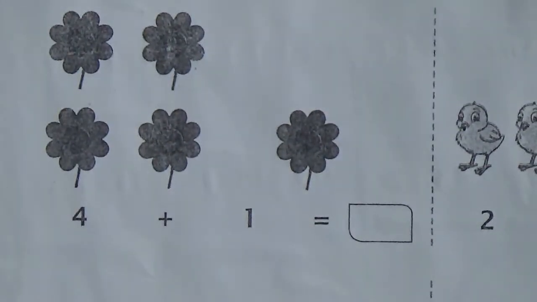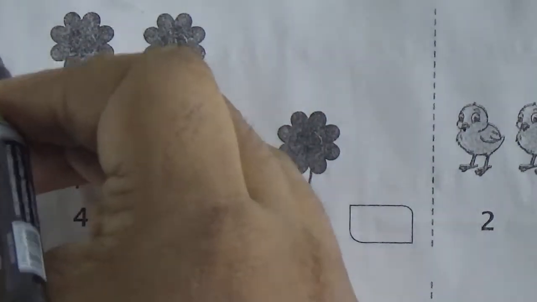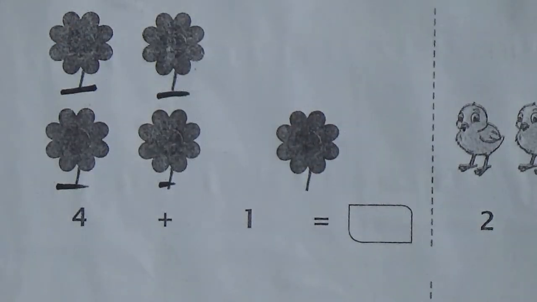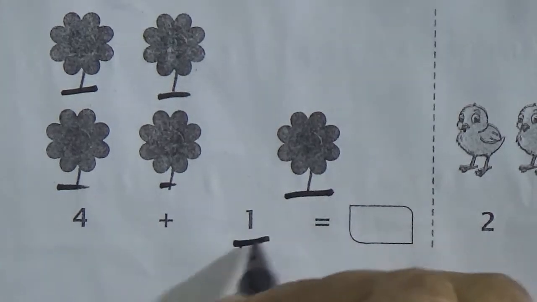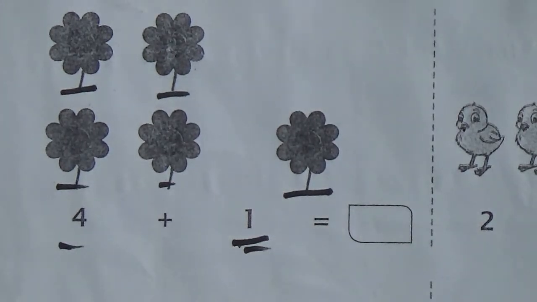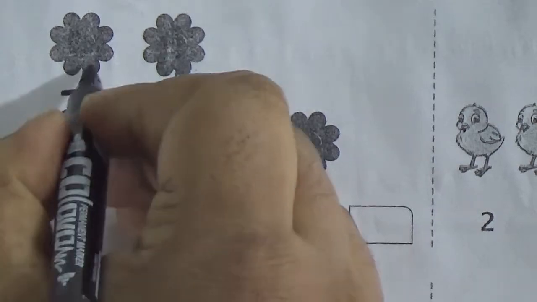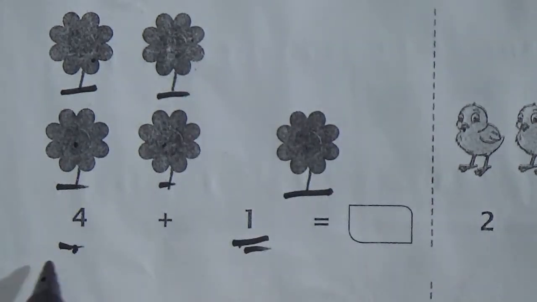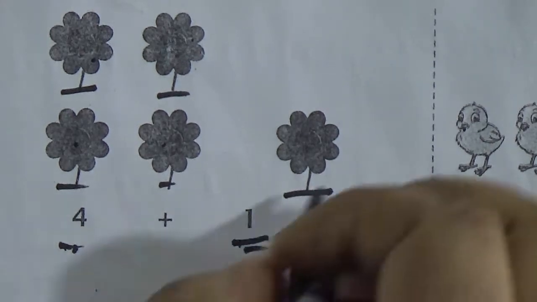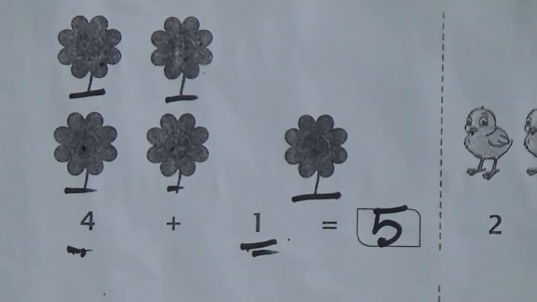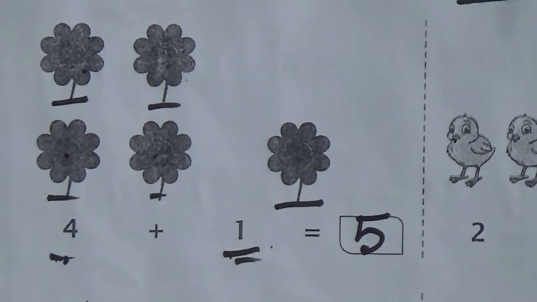Now the next figure is some flowers. So at first there are 1, 2, 3, 4 flowers, and next there is 1 flower. Now we add these 4 flowers with this 1 flower, and we count 1, 2, 3, 4 and 5. If we add 4 flowers with 1 flower, then we get 5.